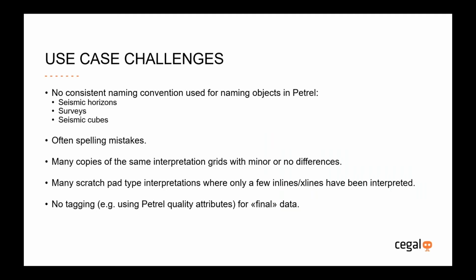So some challenges with working specifically with interpretation data in Petrel is that there's no consistent naming convention. Some companies have proper conventions for naming objects in projects and some don't. What we need in this use case is a consistent naming convention for seismic horizons, surveys, and seismic cubes. What you may also encounter are spelling mistakes, which makes it difficult to properly match the names of your horizons. And you may also have several copies of the same interpretation grid that have minor or no differences at all.